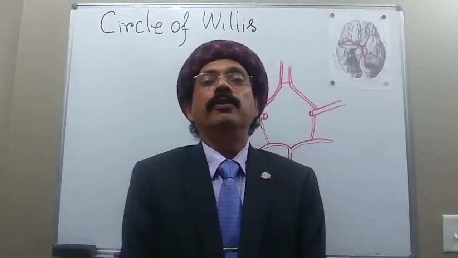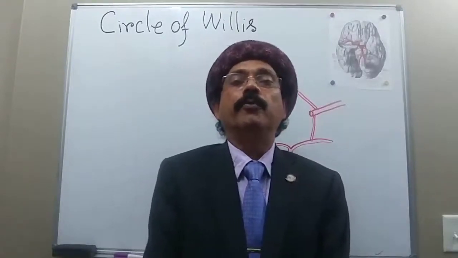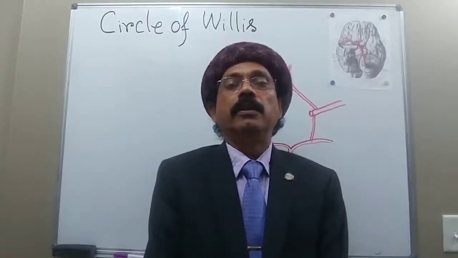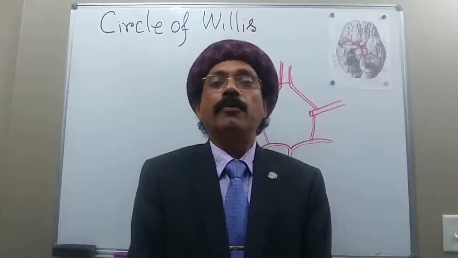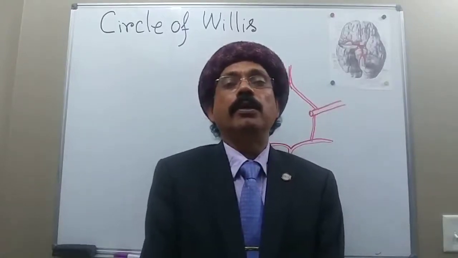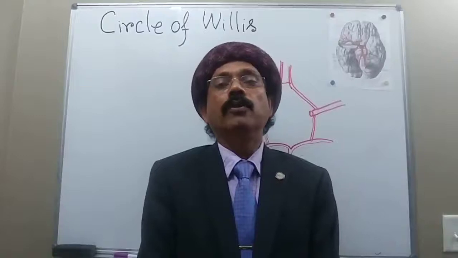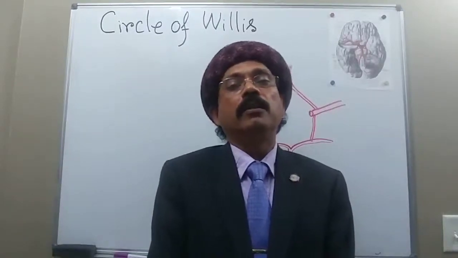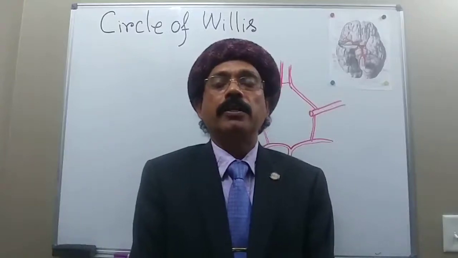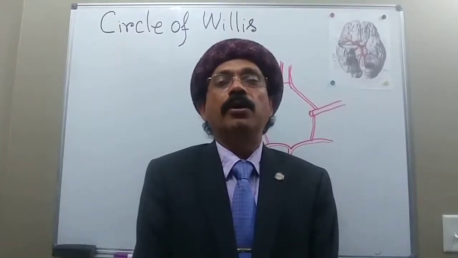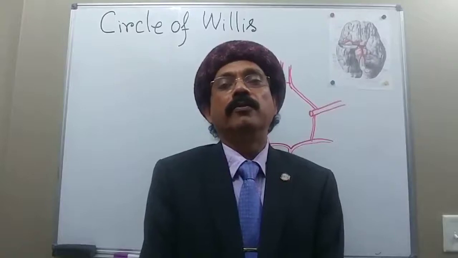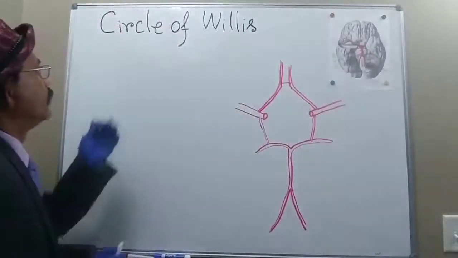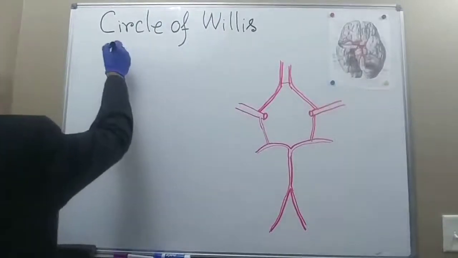Today I will discuss the circle of Willis. The circle of Willis is a large arterial anastomosis at the base of the brain in the subarachnoid space, in the deep interpeduncular cistern, between the internal carotid artery and the vertebro-basilar system of arteries.